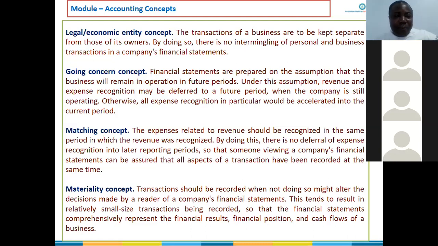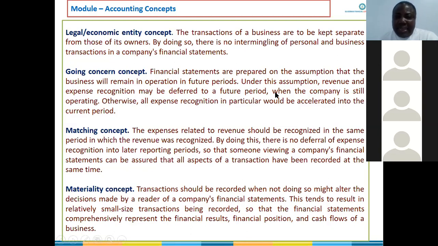Any question, please? Okay. So we are going to look at the other one, the going concern concept. The going concern. Financial statements are prepared on the assumption that the business will remain in operation in future periods. Some of the books will say in the foreseeable future. Okay, in the foreseeable future.